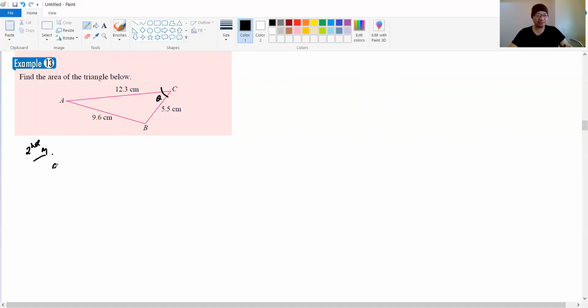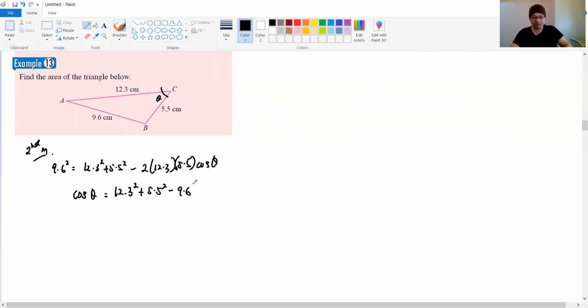The Cos Rule: 9.6 becomes the subject, so it will be 9.6 squared, equals 12.3 squared plus 5.5 squared minus 2 times 12.3 times 5.5 cos theta. Remember? So your cos theta must become the subject here. So this is what we are supposed to get, and then minus 9.6 squared, all over 2 times 12.3 times 5.5. For those that have a problem with this, you need to refer back to our previous video.